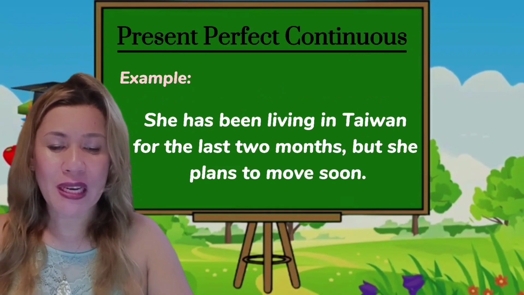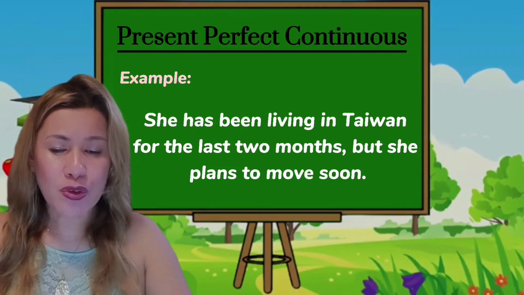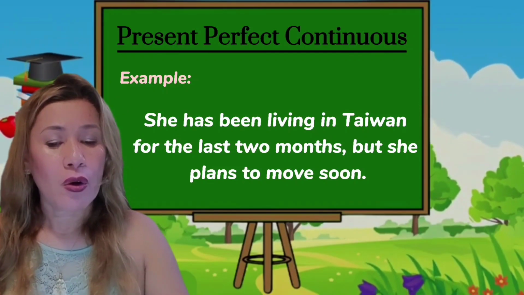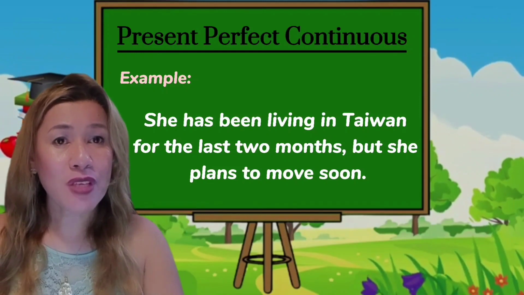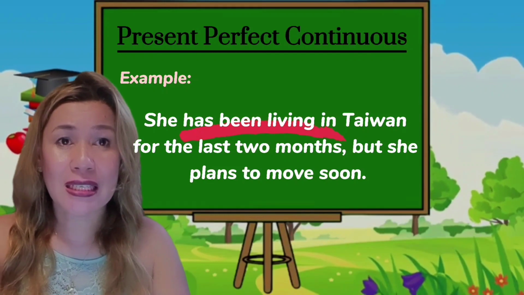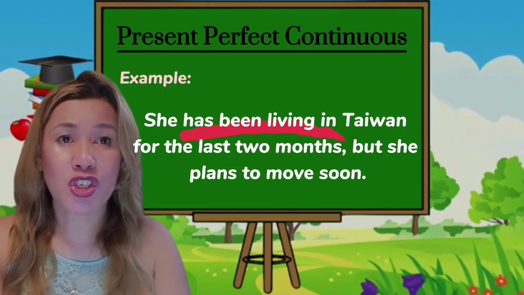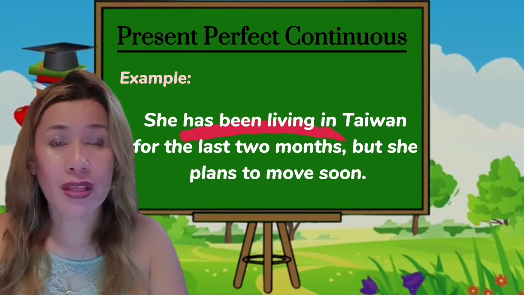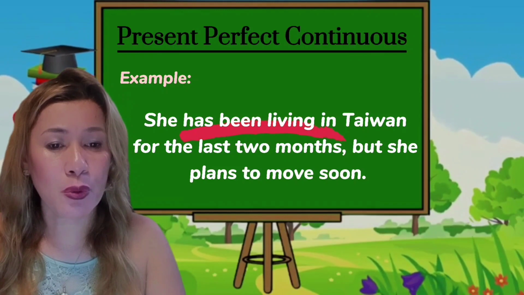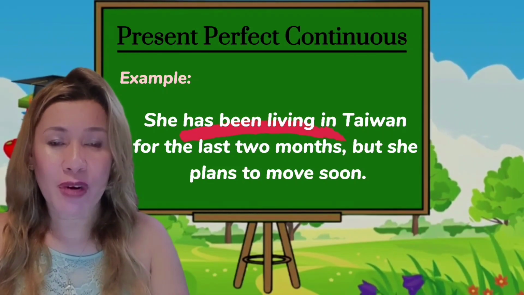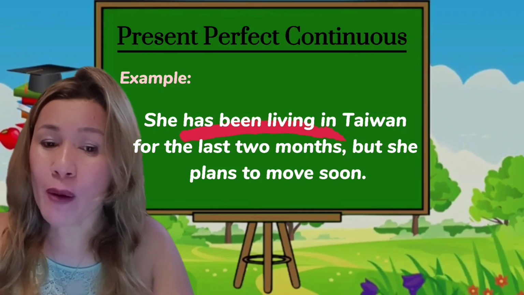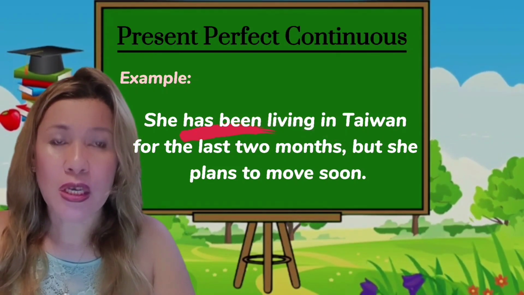So in this example, she has been living in Taiwan for the last 2 months, but she plans to move soon. So although the action started sometime in the past and up to now it is still happening, that's just temporary. The condition may change. So that's one situation in which you can use the present perfect continuous or present perfect progressive. Now the question is, how do I form the present perfect continuous?